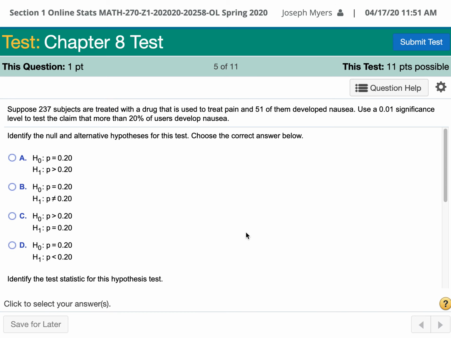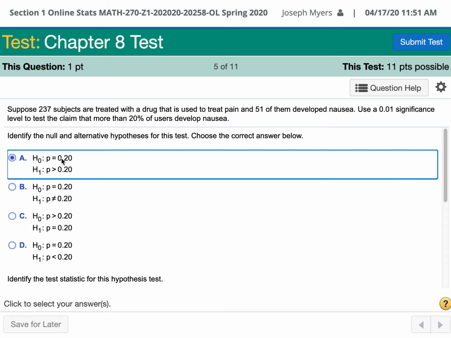Okay, now let's look at this problem. This problem is testing the claim that more than 20% of users develop nausea. That claim is talking about more. It does not involve an equal sign, so that's the alternative hypothesis. The alternative hypothesis is going to be more than 20%, and the null is going to involve an equal sign, so it's going to be equal to 20%.